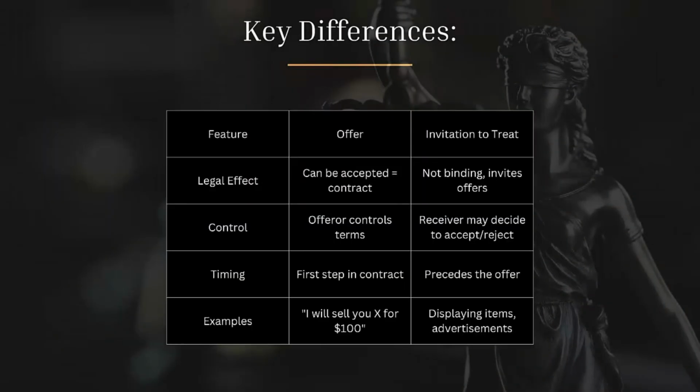Key differences: feature, offer, invitation to treat. Legal effect: an offer can be accepted, which equals a contract. An invitation to treat is not binding; it invites offers. Control: the offeror controls the terms, and the receiver may decide to accept or reject. Timing: an invitation to treat is the first step in a contract and precedes the offer. Examples: I will sell you X for $100, versus displaying items and advertisements.